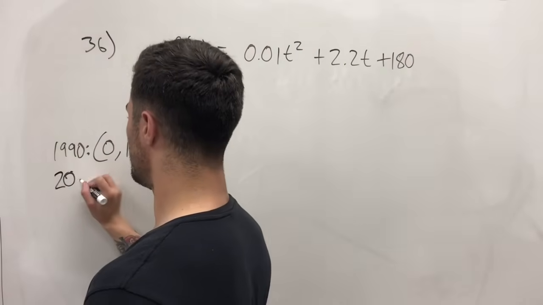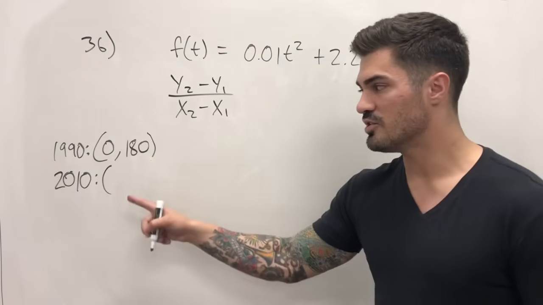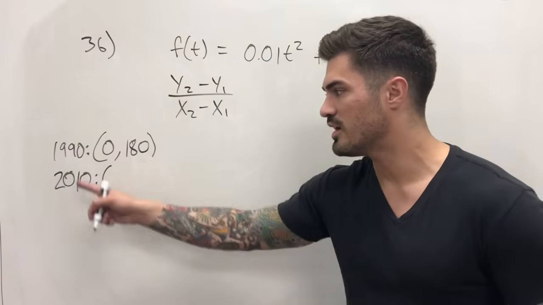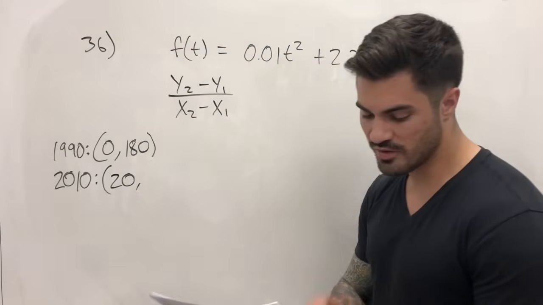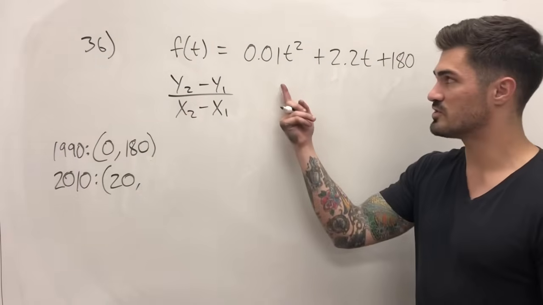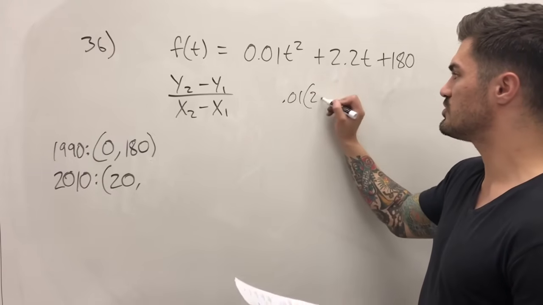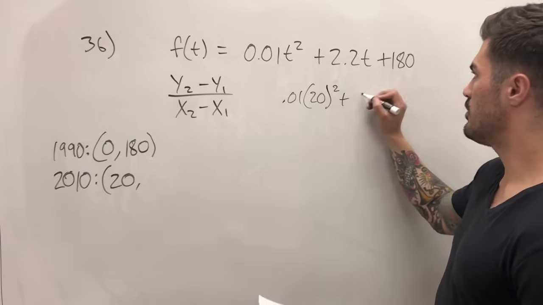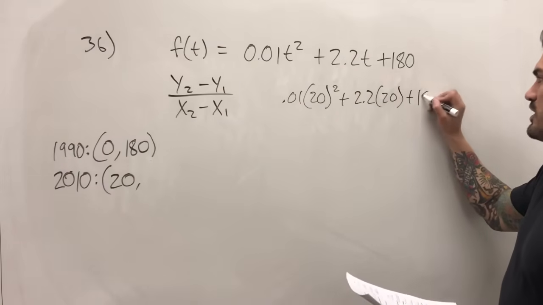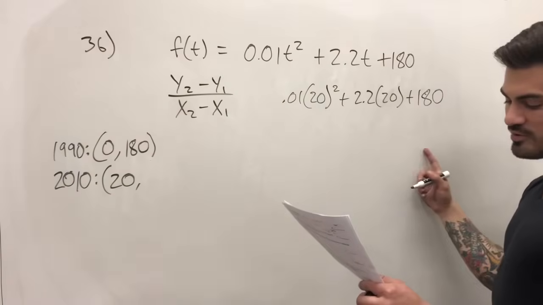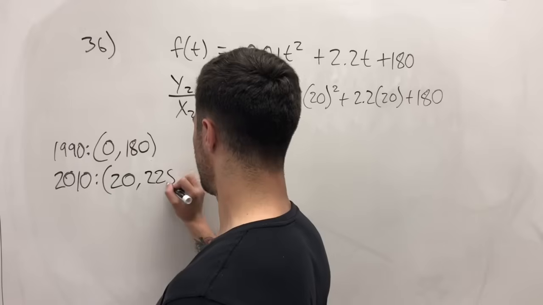Now 2010, right? If 1990 is year 0, then 2010, I just add 20 years, so this is year 20. And my y value is whatever I get when I plug 20 into this function. So I'll go ahead and write it all out, 0.01 times 20 squared plus 2.2 times 20 plus 180. And if I evaluate all that, I punch it in a calculator, I get 228.